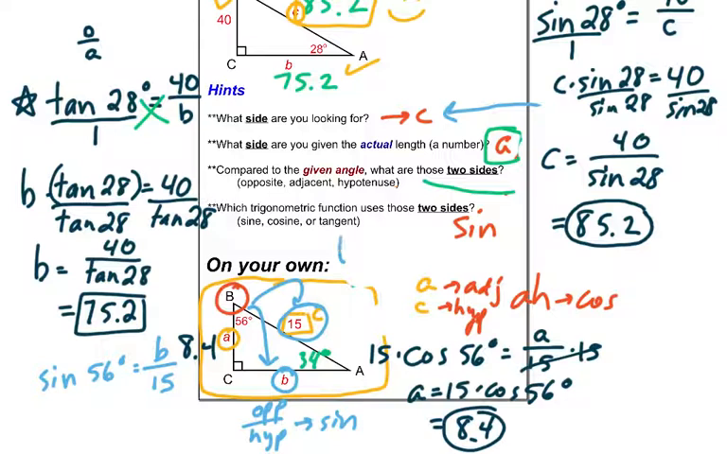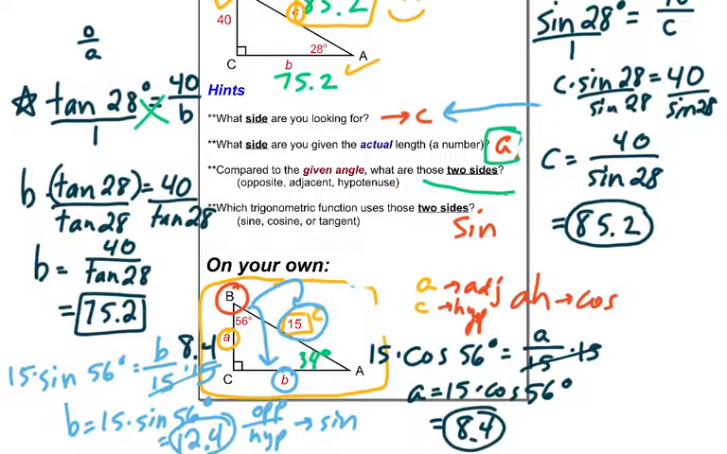And we can solve this the same way we did before by just multiplying both sides by 15. Okay, kills that, and I get B equals 15 times the sine of 56 degrees. Here comes the calculator. I'll do the sine of 56 and multiply by 15. I get about 12.4. Did you get the same thing? If you did, congratulations, good job.